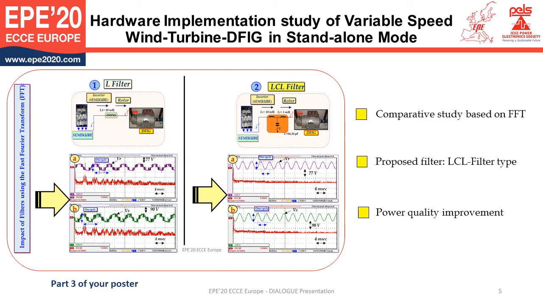In part number 3 of this poster, we make a comparative study between L and LCL filter. We can show a very big improvement using the second proposed filter, the LCL filter, especially in the rotor and stator waveforms. We can show that these waveforms are perfectly sinusoidal. So we can say that the power quality is improved in this case, and we will keep this type of filter in the future experimental tests.